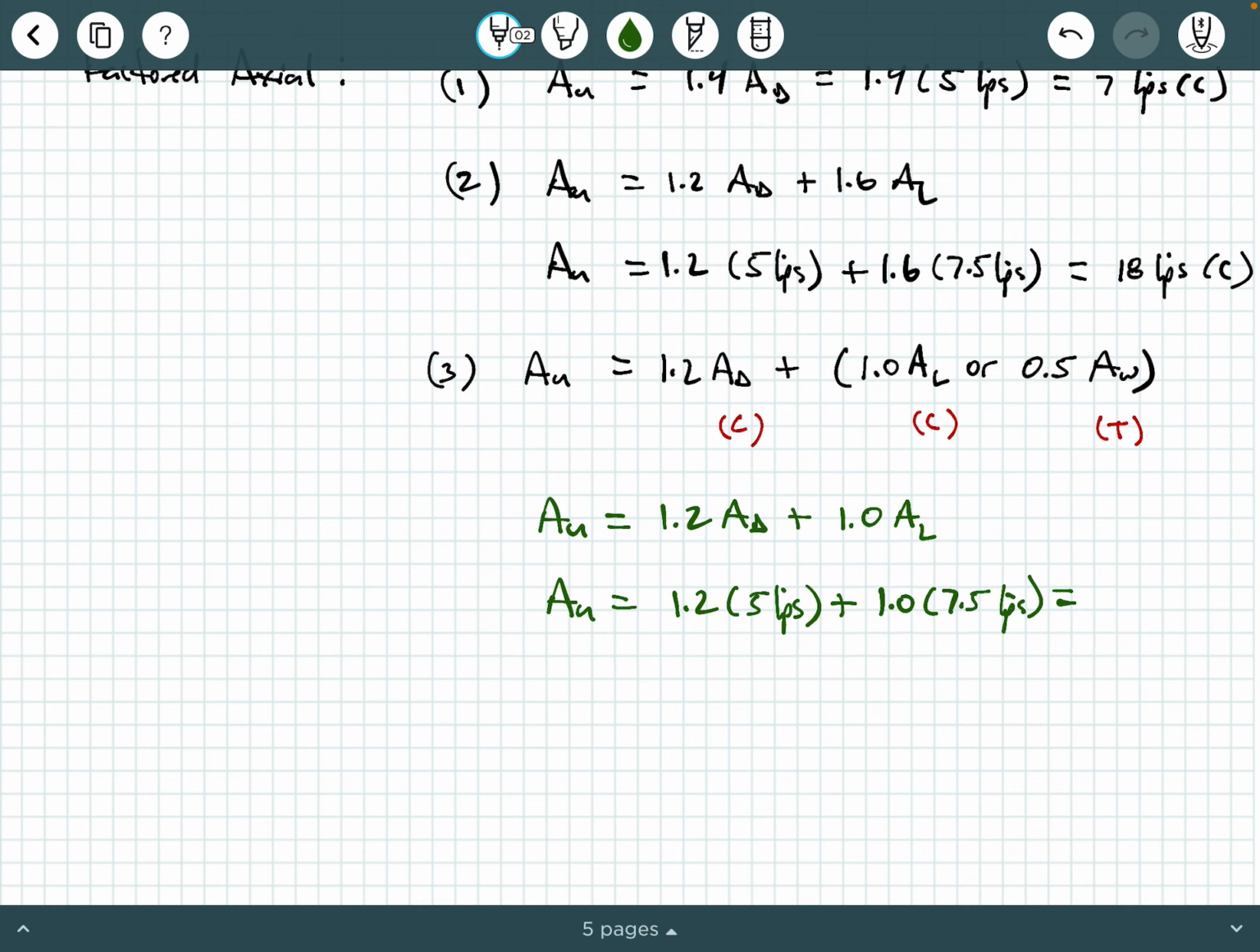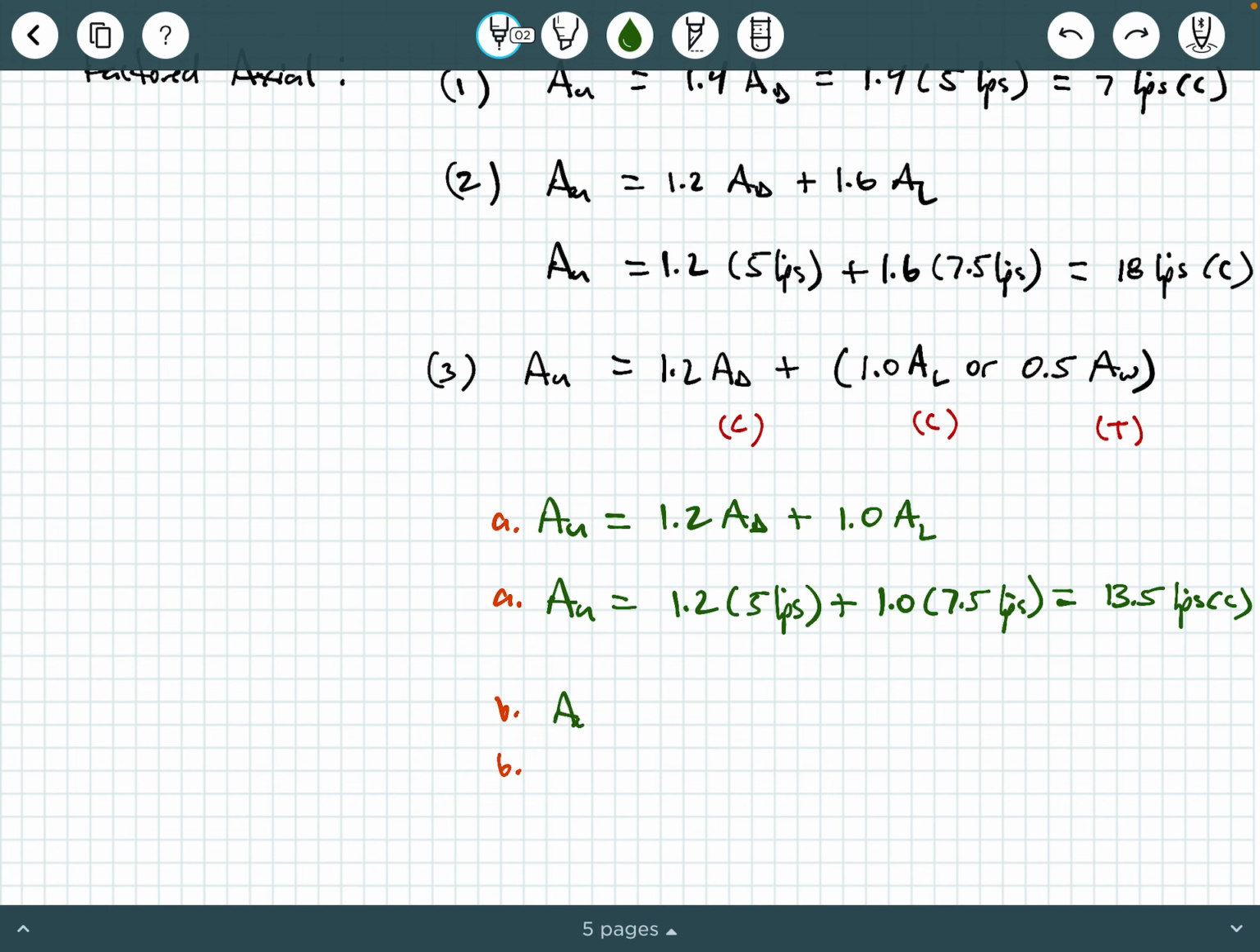And let's see what we get using our calculator. 1.2 times 5 plus 7.5 is 13.5 kips in compression. And then we're going to change colors again. So we'll maybe call this option A, and then option B will be AU. All right, let's color coordinate. You know I like to color coordinate.